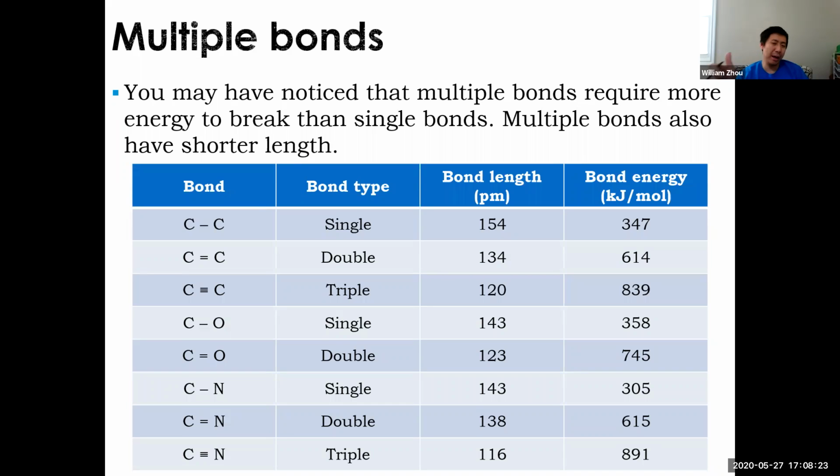This pattern holds true not just for carbon-carbon, but for any other atoms. For carbon-oxygen, if you compare single and double bonds, the double bond has a shorter length but higher energy. And carbon-nitrogen, same story. The carbon-nitrogen triple bond has the shortest bond length but the highest energy. So just know that as you increase the number of bonds with the same atom, bond length will shorten, but bond energy will increase.